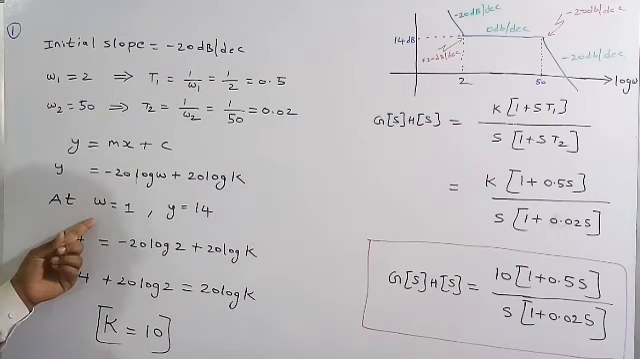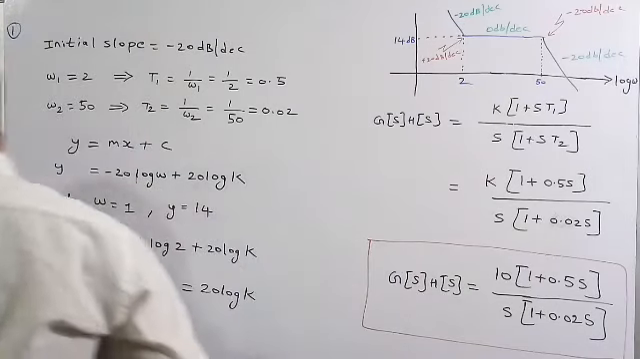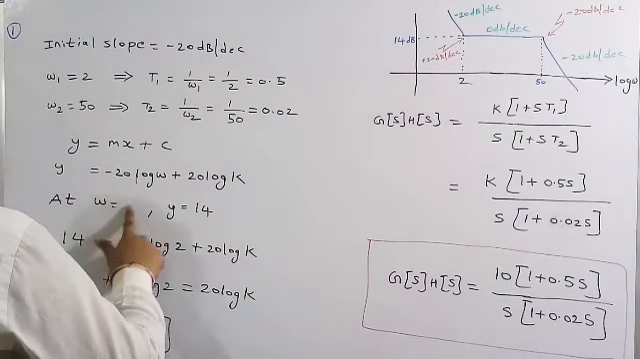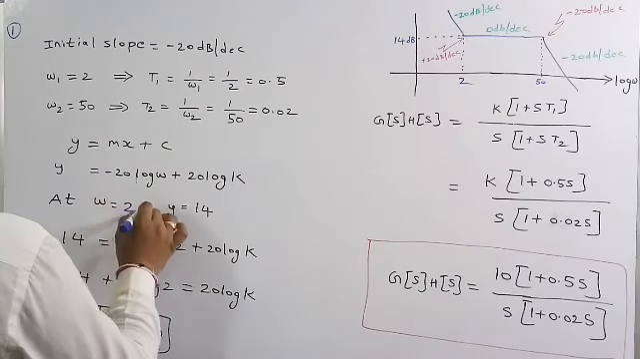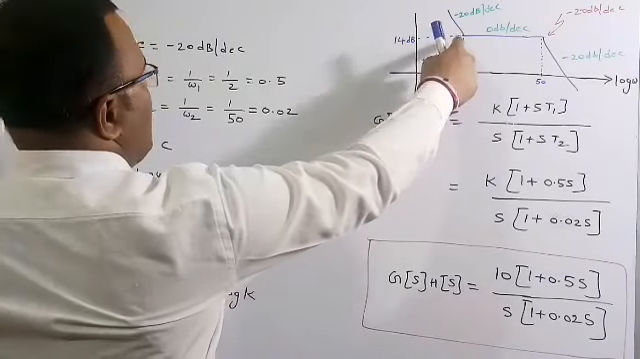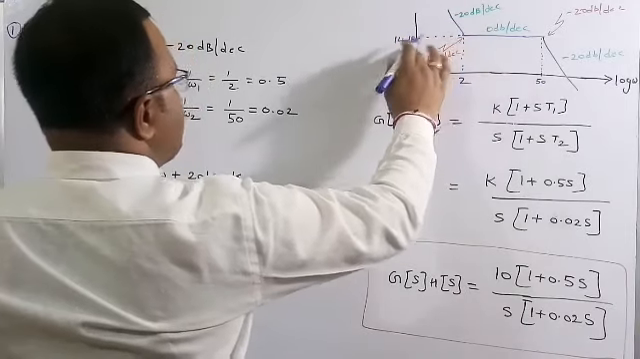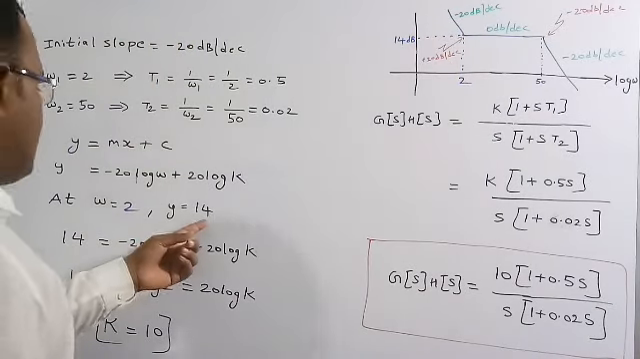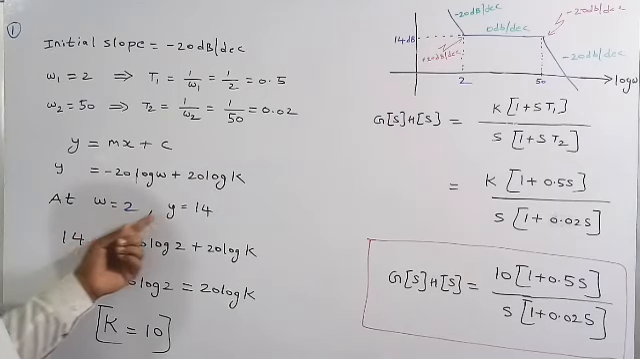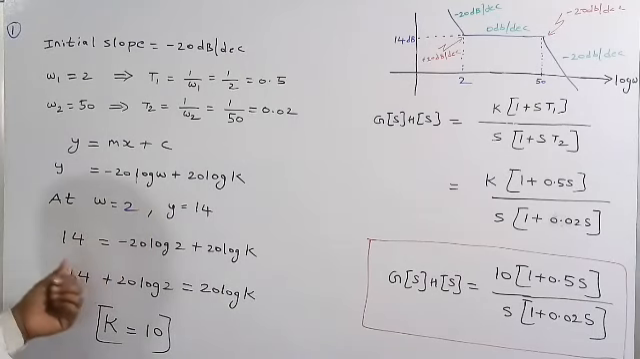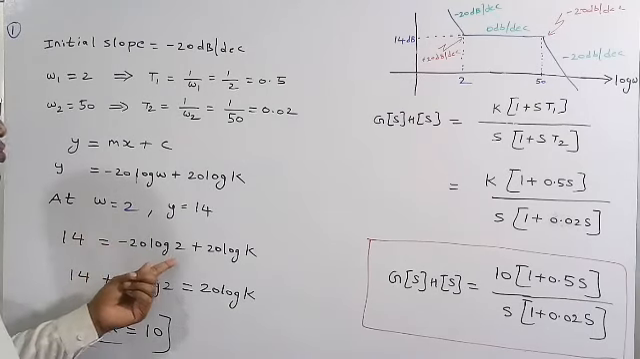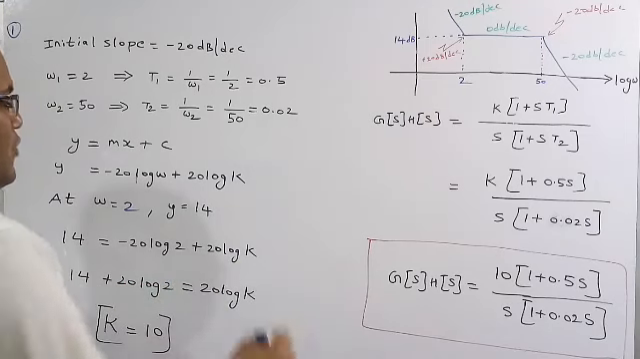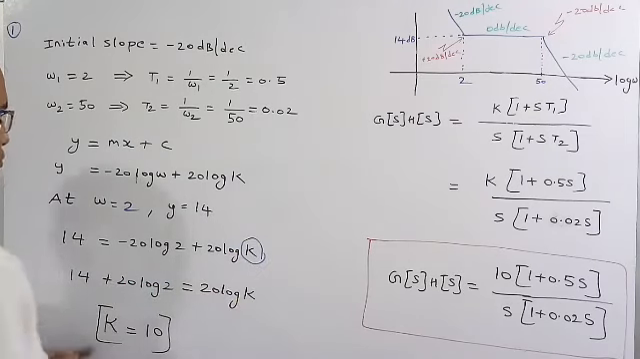See, at omega is equal to 1, at omega is equal to 2. Actually this is omega is equal to 2. At omega is equal to 2, we got a point which is 14 dB. So therefore y is equal to 14. If you substitute omega is equal to 2 and y is equal to 14 in this expression, 14 is equal to minus 20 log 2 plus 20 log k. So the only unknown parameter is k. After solving this expression, we are going to get the value of k is 10.